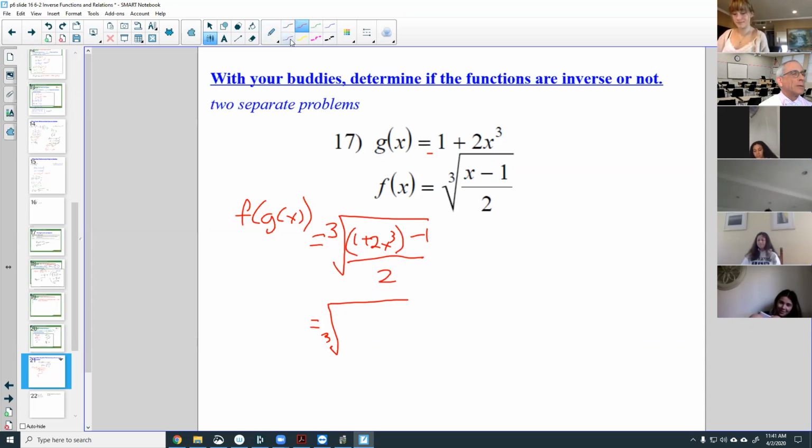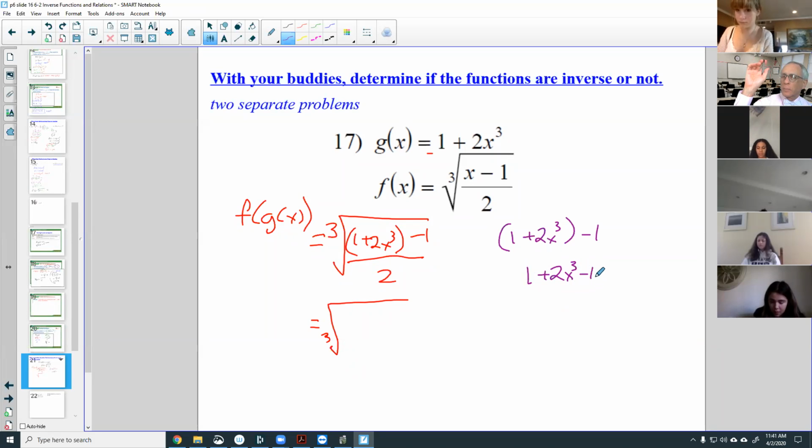Okay. Can I guide you along a little bit? Sure. If I have 1 plus 2x cubed minus 1, can I get rid of these parentheses? I'm not multiplying this. I'm just subtracting it. Yeah. So if I have 1 plus 2x cubed minus 1, can I get rid of the ones, right? 1 minus 1 is 0, right? Are you good with that? Is everybody good with that? Yes? Okay, so now I'm left with the cube root of 2x cubed over 2.